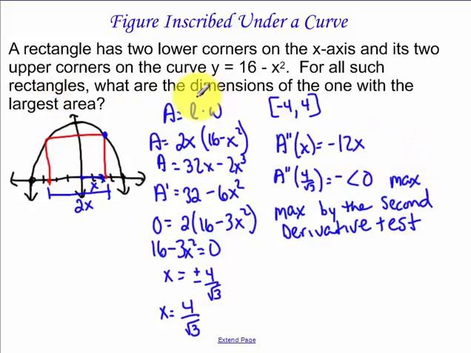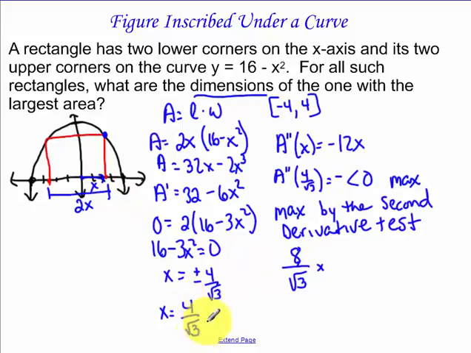Okay, make sure you're answering the question. For all such rectangles, what are the dimensions? Well, we know our x value is 4 over square root of 3. Actually, no, that's not our value. Our value is twice that. So our value is actually 8 over root 3, because it's twice as big.